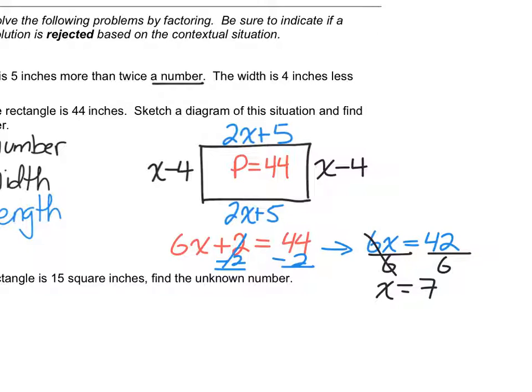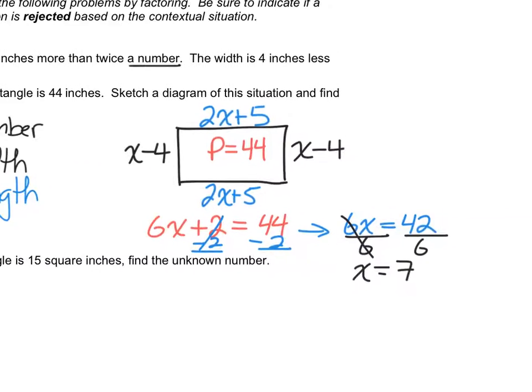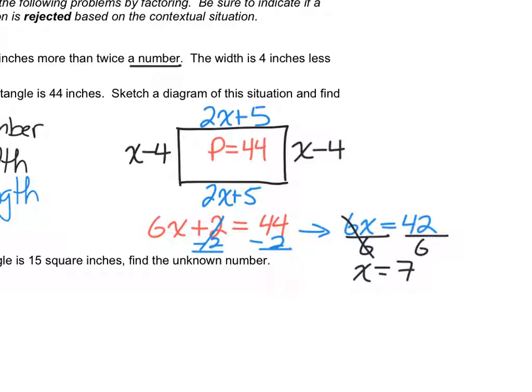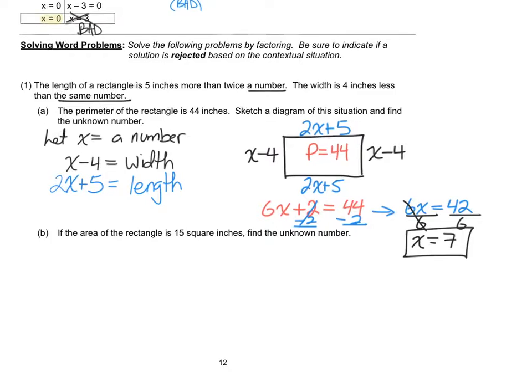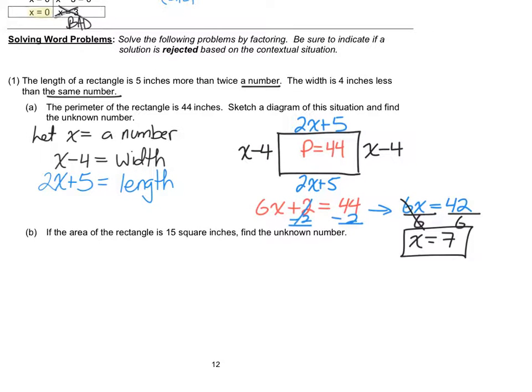All right, so in this case, they were asking us just to find the unknown number. So x is all we need. But if they said find the length, I'd have to plug the 7 in to 2x plus 5. If they said find the width, I'd have to plug the 7 into x minus 4.